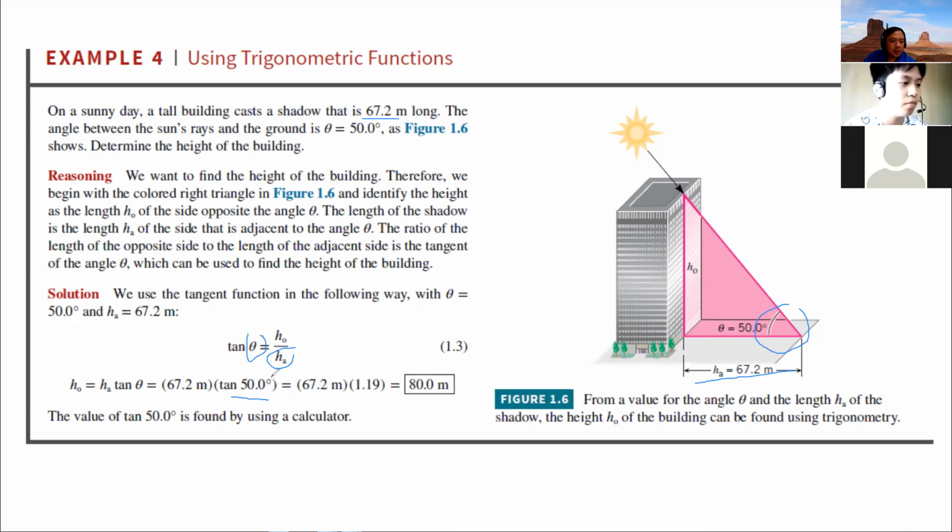So 67.2, and then press tangent 50 in your calculator. Please take note that your calculator should be in degree mode, because there are different angle expressions like radian mode and gradient mode. So degree mode, because we are using degrees. Your calculator should be set to degrees, because if it's radian measure, 2 pi rad is 360 degrees.